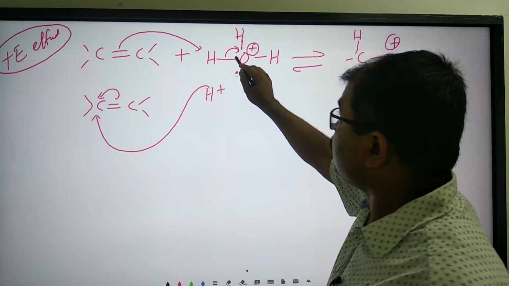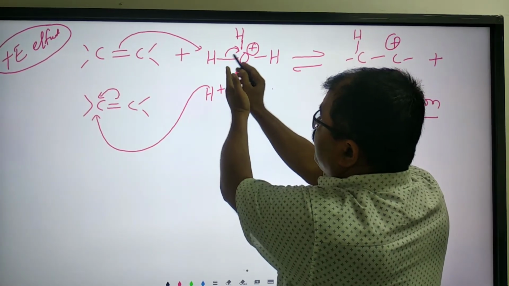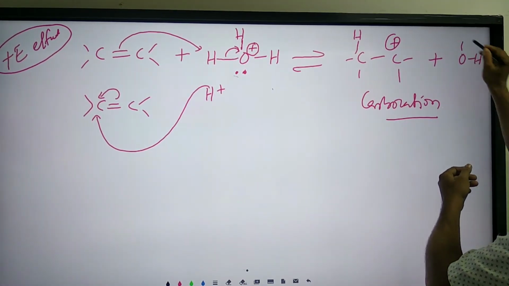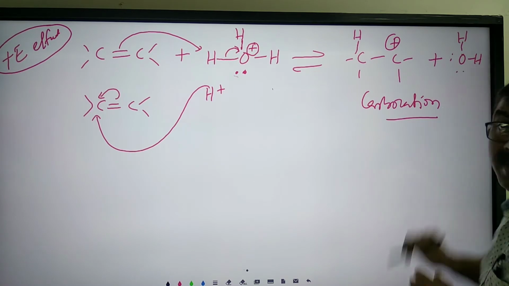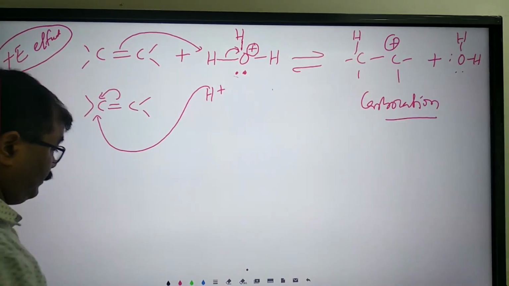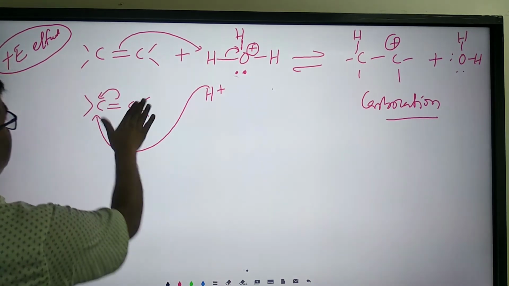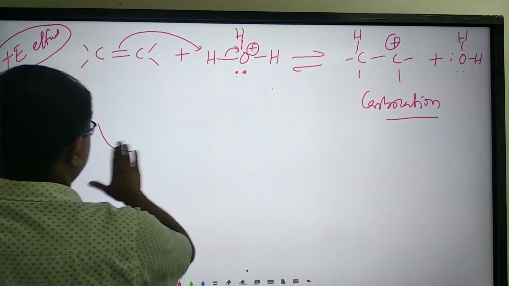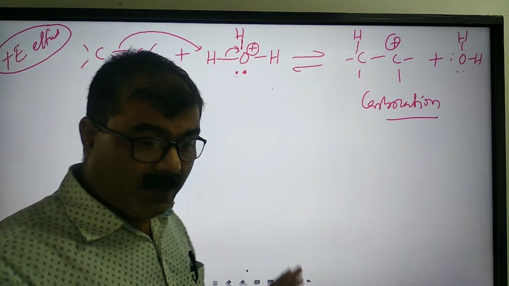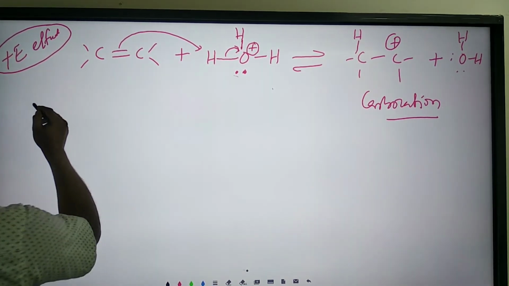Clear? Now, after giving the proton, it becomes what? Water. Here, this is water, H2O. Again, water gets released here. This is a carbocation. Okay. So this part is the plus E effect. First step over. Now step 2.